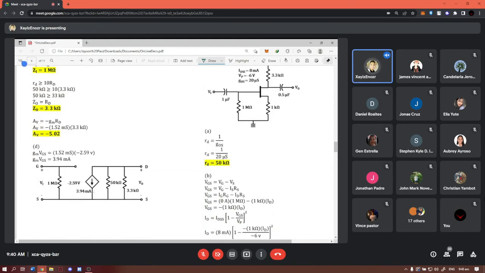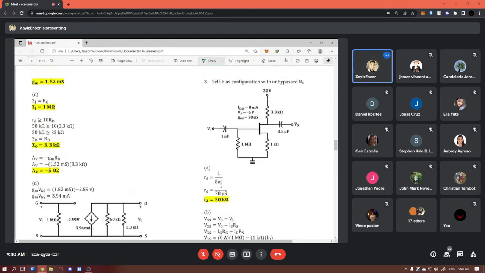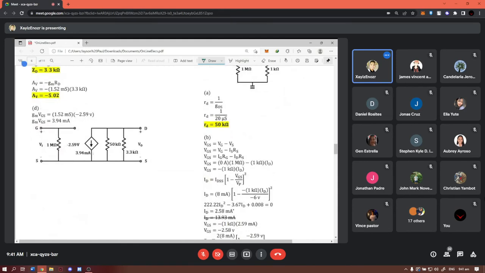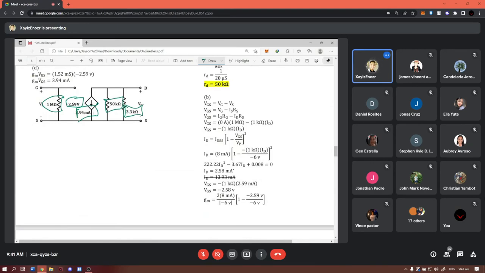Okay, then lagay mo lang nun sa ating equivalent circuit. So ayun na siya. So we have input impedance 1 mega ohms. Ito yung RD, drain dynamic resistance. Then ito yung Z out or the output impedance. Then ito yung ating output current. Then ito yung negative 2.58 to. Ito yung ating VGS.